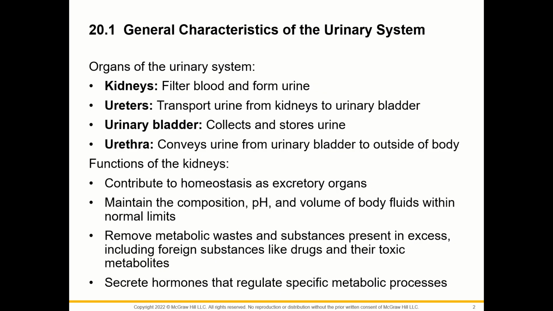Let's go over the general characteristics of the urinary system. The organs of the urinary system are the kidneys, ureters, urinary bladder, and the urethra. The kidneys filter blood and form urine. The ureters transport urine from the kidneys to the urinary bladder. The urinary bladder collects and stores urine, and the urethra conveys urine from the urinary bladder to outside of the body.